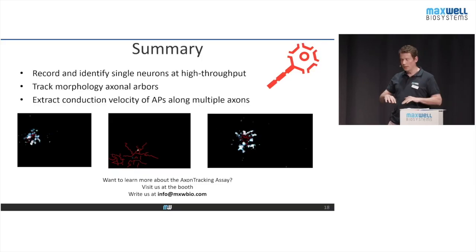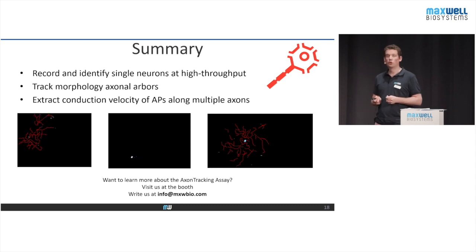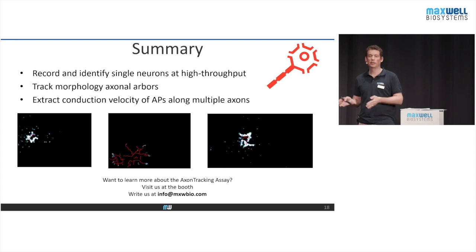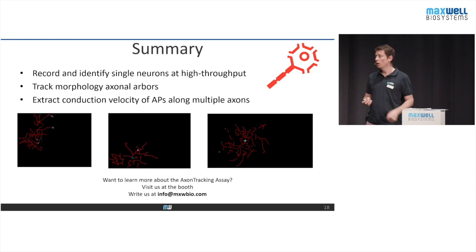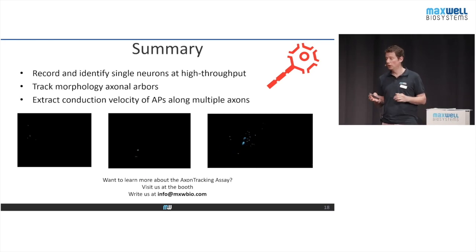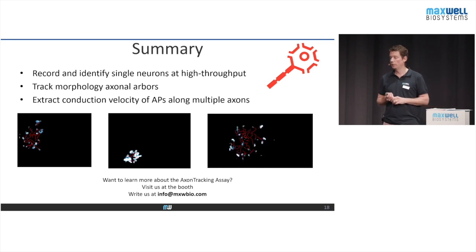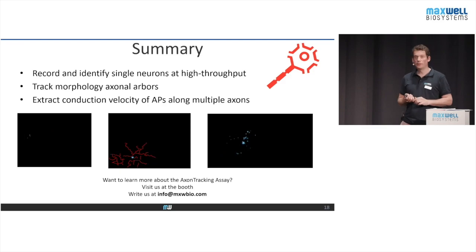So in order to summarize my talk, we showed that we can record and identify single neurons at high throughput with high-resolution microelectrode arrays and with this new MaxLab Live assay. We showed that we can track the morphology of axonal arbors and that we can extract conduction velocity of action potentials along multiple axons. So thank you very much.